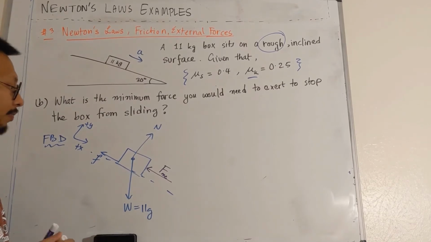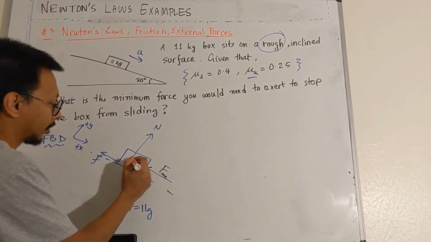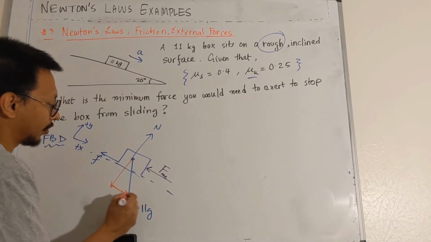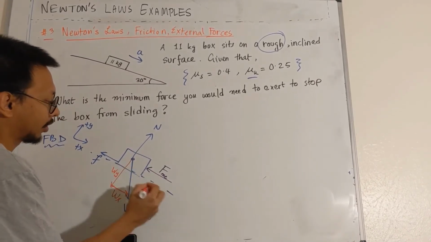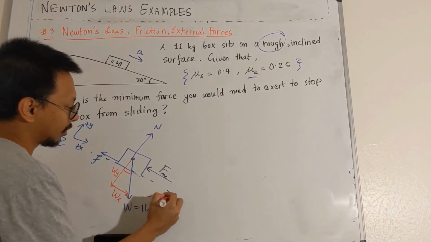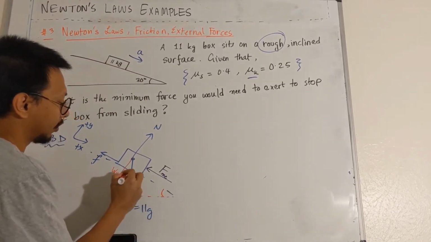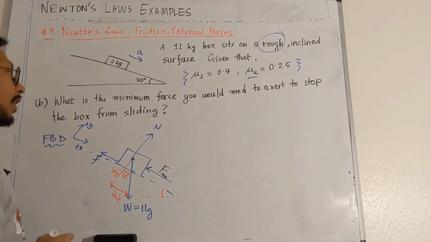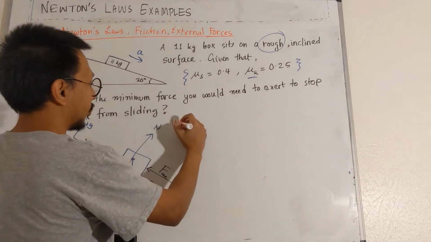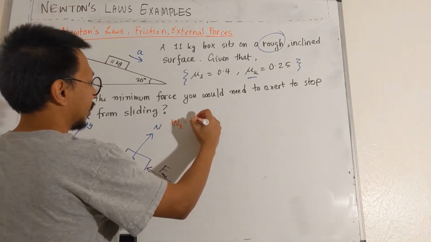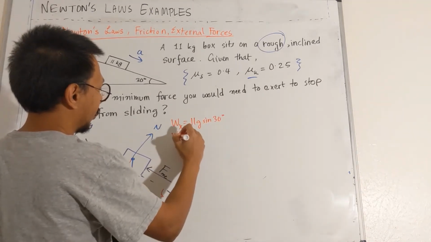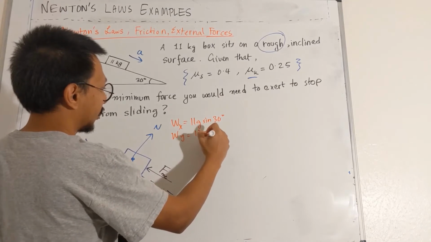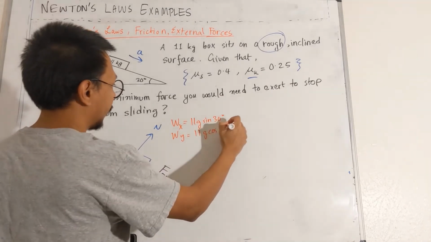Then, like always, we break down the W into its components. This is Wx, this is Wy. Since this is 30, this is also 30. Wx is 11g sine 30. Wy is 11g cosine 30.